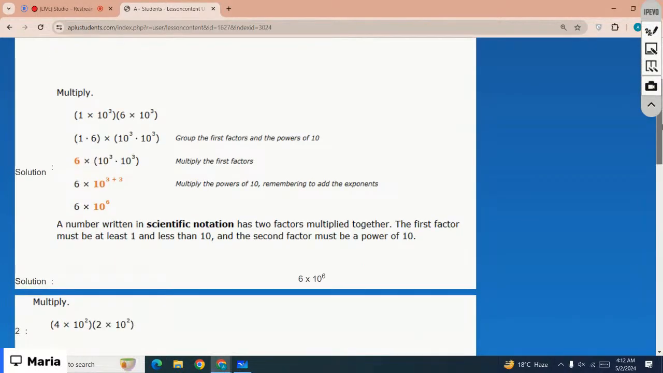A number written in scientific notation has two factors multiplied together. The first factor must be at least 1 and less than 10, and the second factor must be a power of 10.